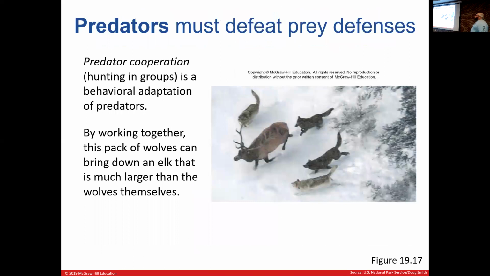Now, ultimately, predators have to defeat a prey defense, right? They have to be able to eat somehow. And so you can see things like cooperation, where they go out and hunt in groups as a behavioral adaptation of predators to be able to take down larger prey that they wouldn't have been able to handle by themselves. By working together, this pack of wolves can bring down an elk that is almost 2 to 3 times its size. That entire pack can eat instead of just having one individual starve because it can't bring down that larger prey item by itself.